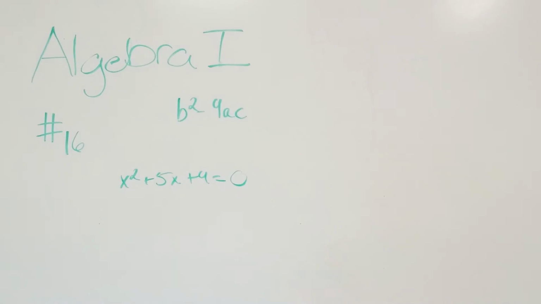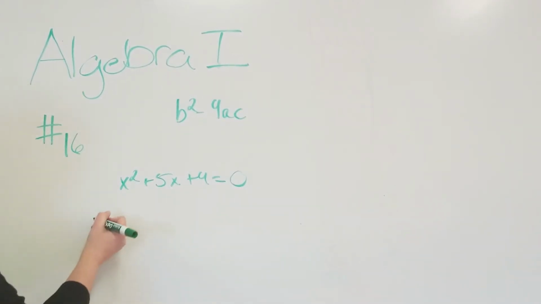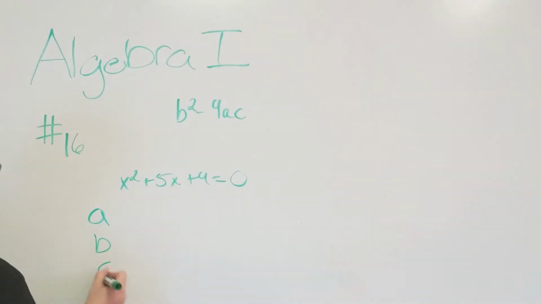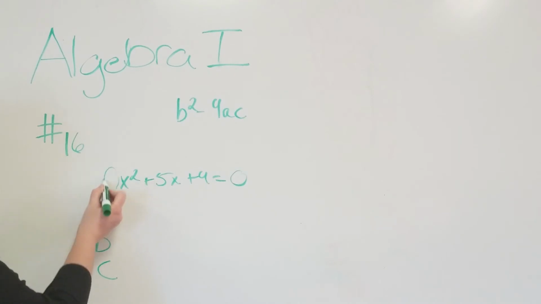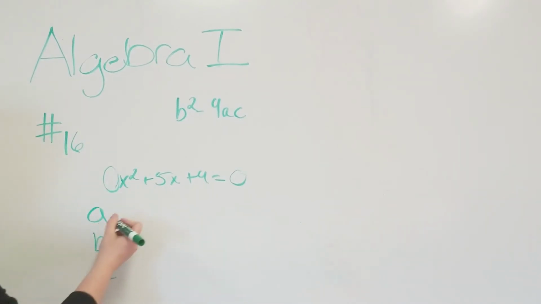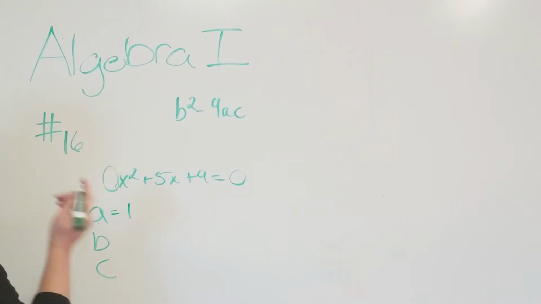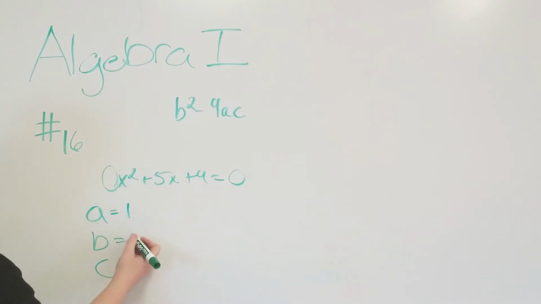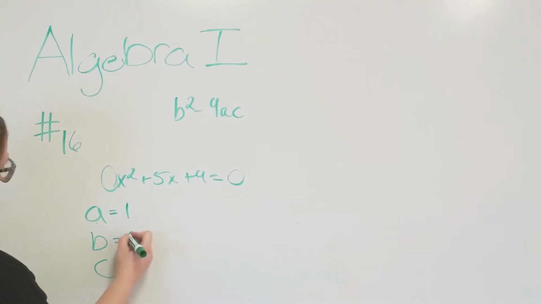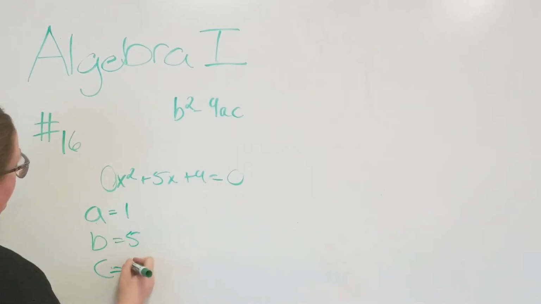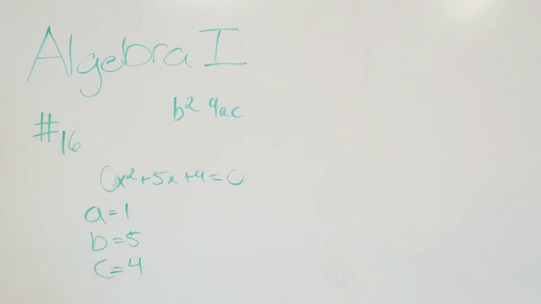All right, they ask you on number 16 to find the value of b squared minus 4 times a times c in the following equation. So the following equation is x squared plus 5x plus 4. So the first thing to do is identify A, B, and C. A is what, B is what, and C is what. All right, so remember A is the coefficient of x squared, which would be 1 because there's not a number there. The coefficient of x is B, so that'd be 5, and C is your constant, which would be 4. So A equals 1, B equals 5, C equals 4.